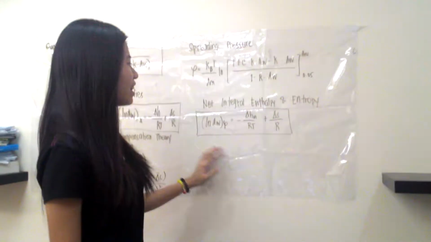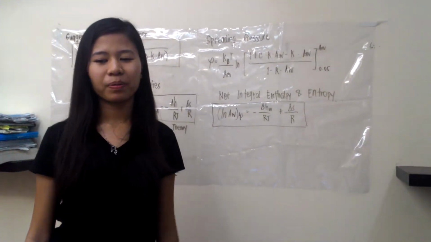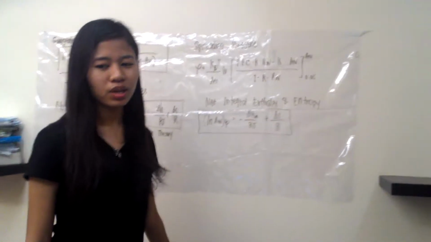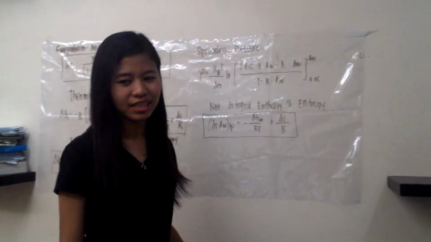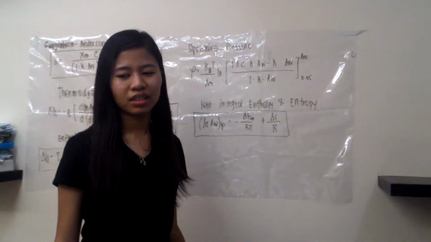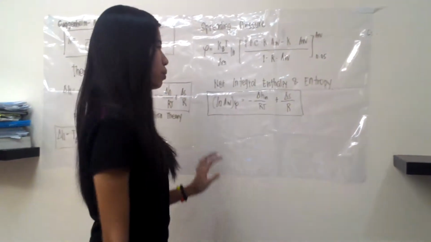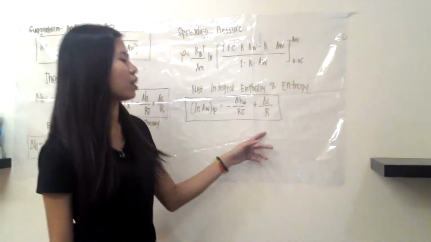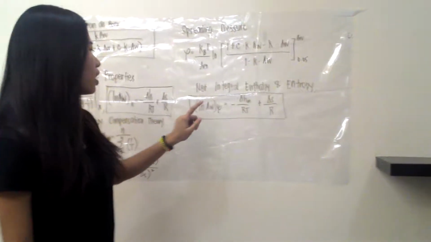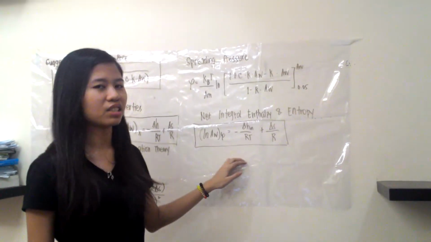Last is the net integral enthalpy and entropy. Net integral entropy and enthalpy are used to explain the adsorption behavior mode for biological materials. Integral entropy describes the degree of disorder or randomness of motion of the water molecules. So, this is the formula for the net integral enthalpy and entropy, where the spreading pressure is constant.